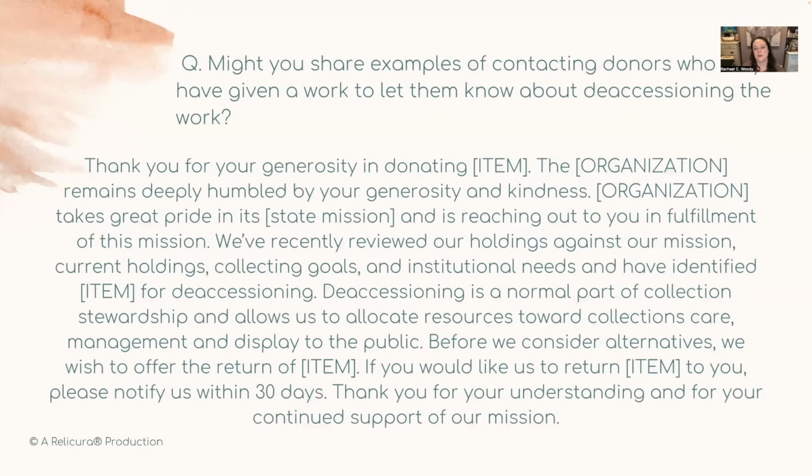Might you share examples of contacting donors who have given work to let them know about deaccessioning the work? Yes, I've created a little blurb for you all, and it's pretty formulaic in terms of the points we're hitting and the order we're hitting them. As you may recall from our slide a little bit earlier, we're starting out with gratitude for them having donated the item.